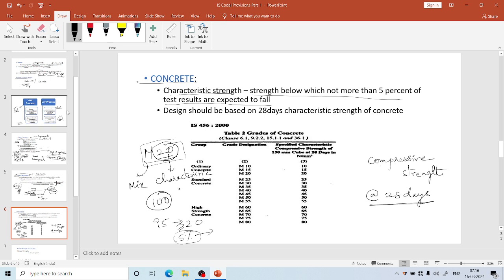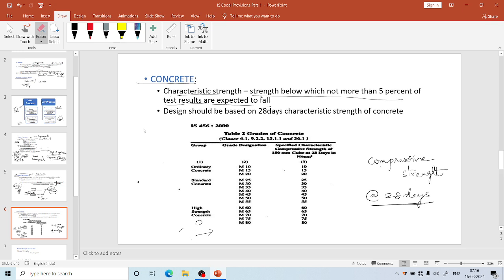In the code book, concrete is grouped into 3 types: ordinary concrete, standard concrete and high strength concrete. Ordinary concrete is up to M20. From M25 up to M55 we call it standard concrete, and from M60 it is high strength concrete. Normally we use these codal standards up to M55; from M60 we require separate experiments and ground level data.